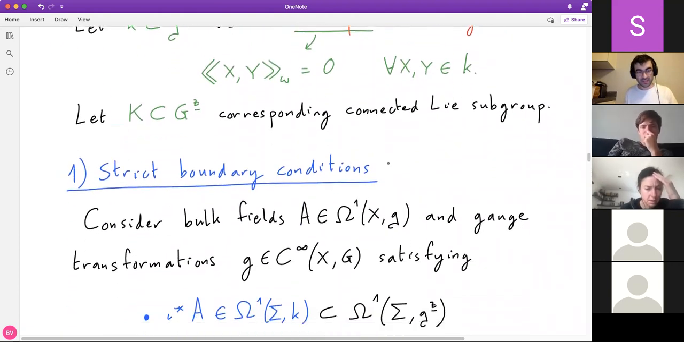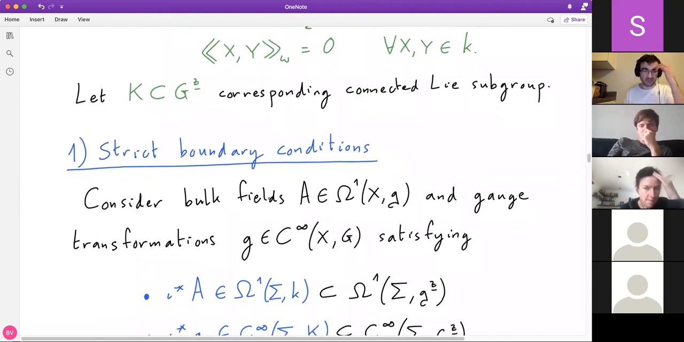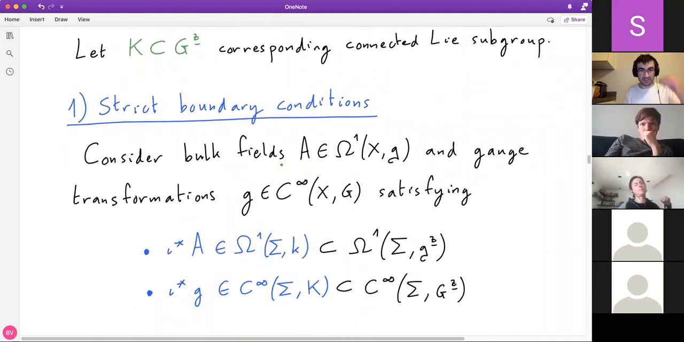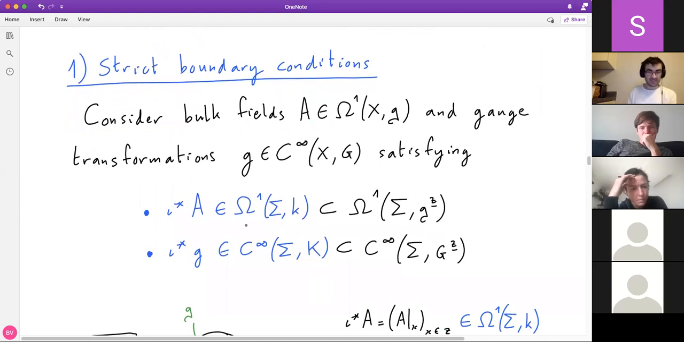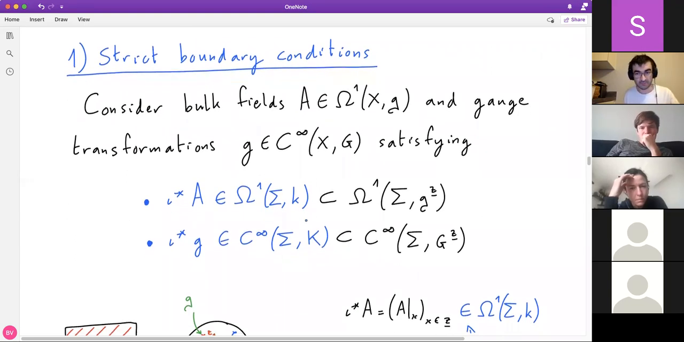So specifically, I'll introduce what we can call strict boundary conditions. I'll take the bulk gauge field and the gauge transformation parameters to satisfy these relations. If I pull them back to the surface defects, they are functions on sigma valued in the defect Lie algebra and the defect Lie group, but I want to restrict them to be more precisely in this isotropic subalgebra and the corresponding subgroup. As I said, this choice guarantees that the action is actually gauge invariant. So it's a choice of boundary condition that makes the 4D Chern-Simons gauge invariant.